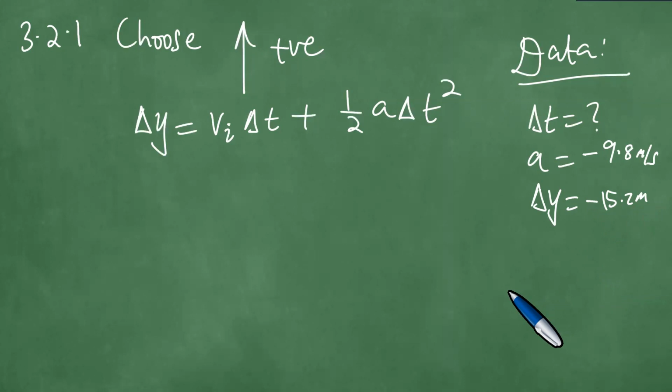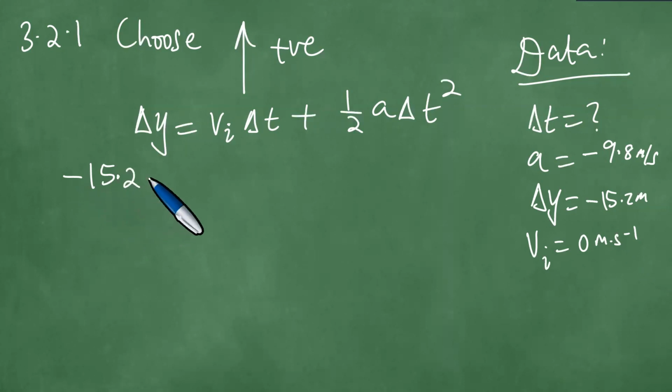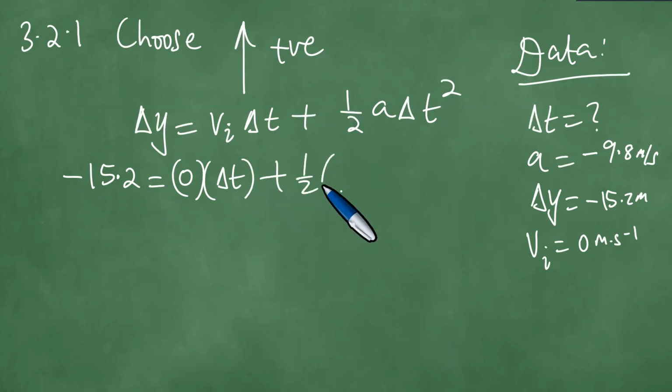Right, and then what do we need? We need the time. So let's just check here. What is the initial velocity? Because it was dropped, the initial velocity is 0 meters per second. So the change is minus 15.2, equals 0 into delta t, that is what we want, 1 delta t, plus 1/2 of the acceleration, which is due to gravity straight down, just leaving the units out, and then we have delta t squared.